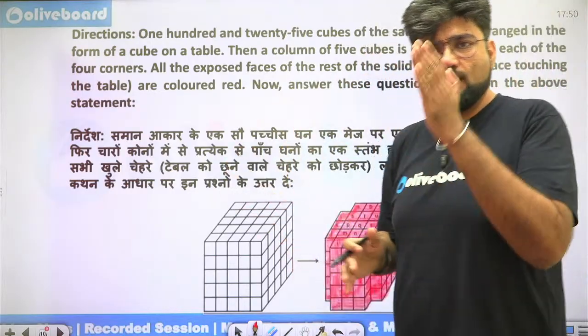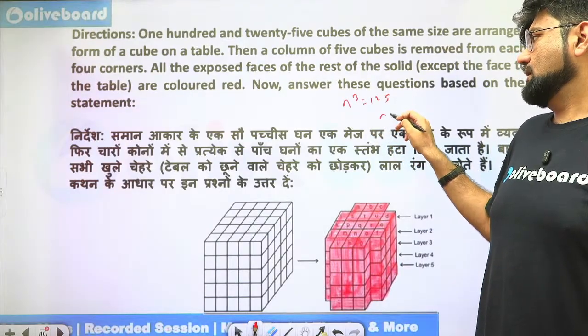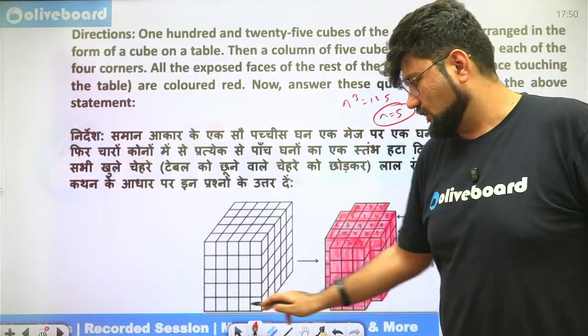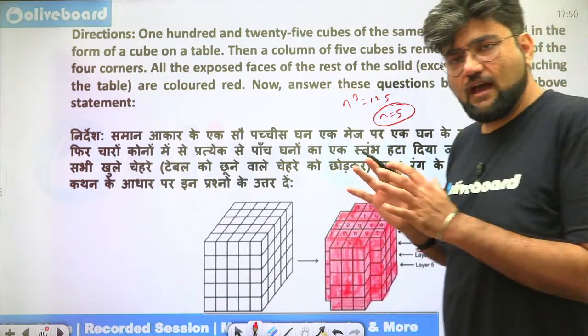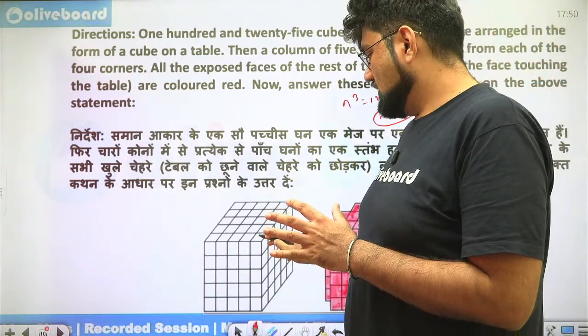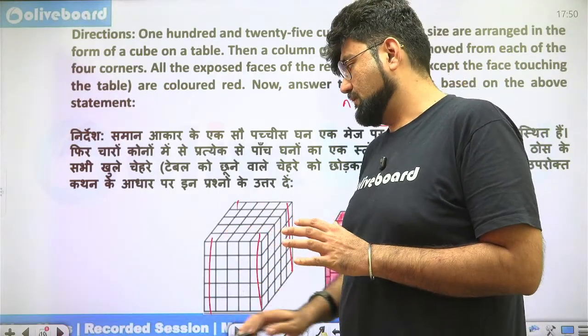So you can pick up a cube and cut it into 125 smaller cubes. So n cubed is 125, n is 5 for me. And if you observe, the number of cubes along the length, along the breadth, along the height, they're all 5. So this is how they have arranged it. Now what they're doing is removing the corners. So this corner is completely removed. This corner, from this pillar and this pillar, they are completely removed.